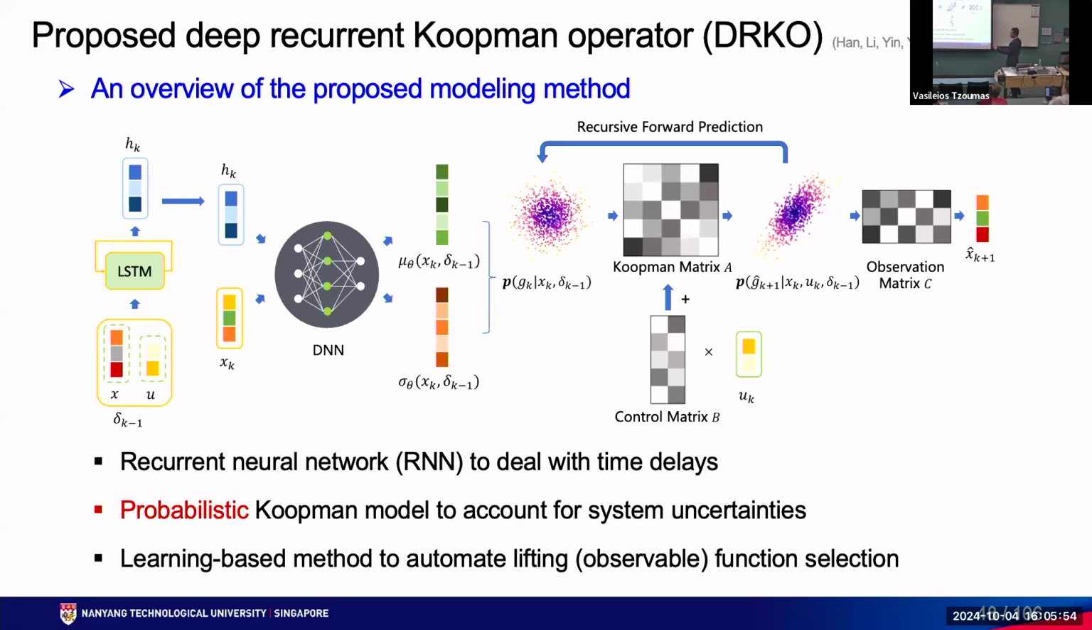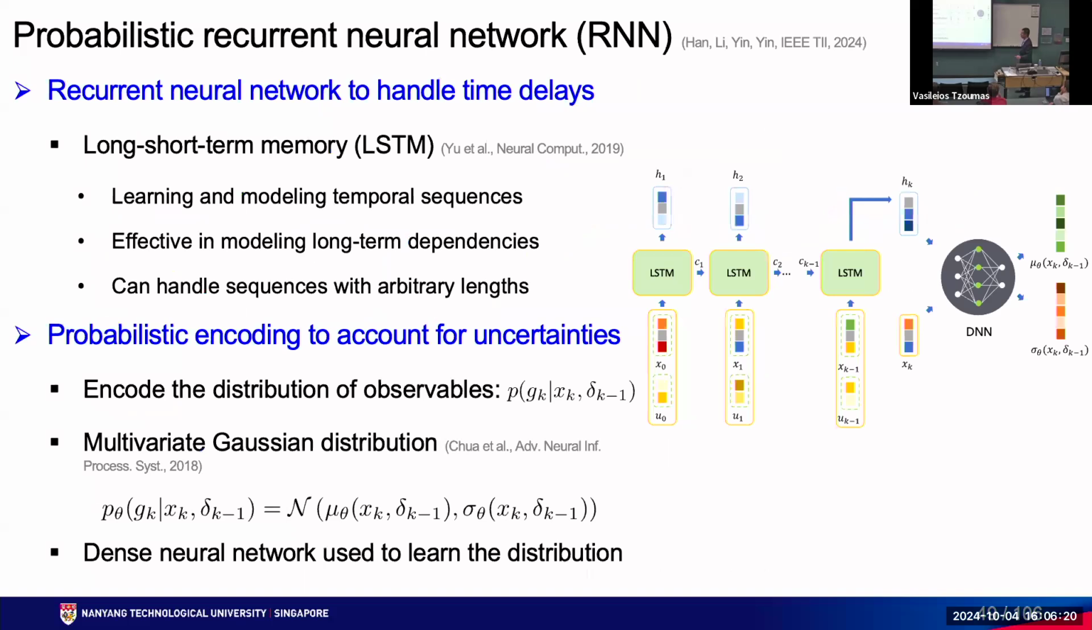This means that this framework is quite general. If we do not deal with a time delay system, we just simplify the structure. The main idea here is that we use a neural network to account for the lifting function selection. We automate it. The other idea is that we incorporate probabilistic thinking to make the Koopman model a stochastic Koopman model. So we do not only infer the lifted state vector, but we also infer the stochastic information. And here is the key idea.